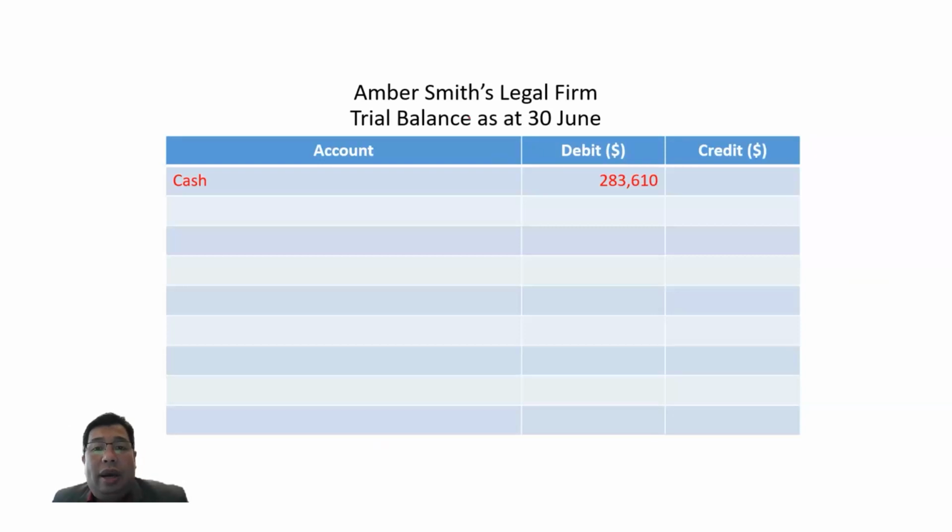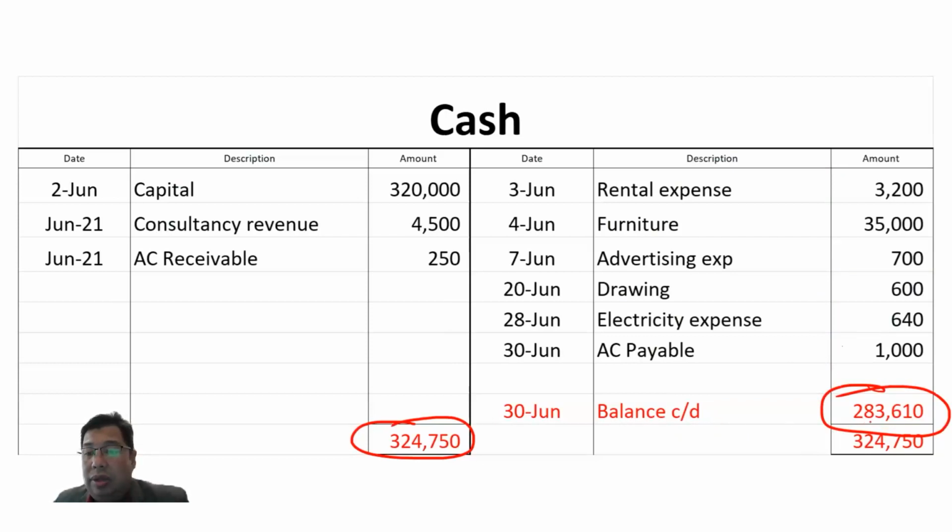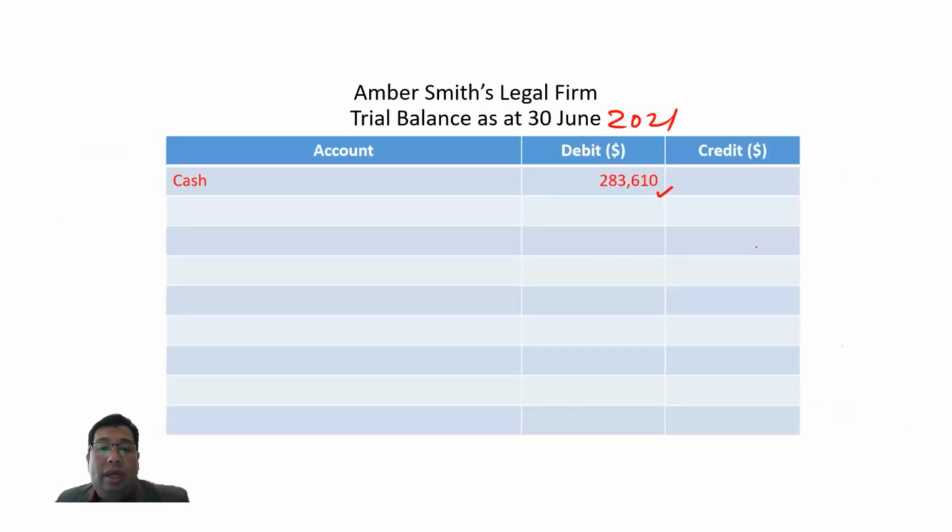So I'm going to put here in our trial balance. Let's start with the title first. Amber Smith Legal Firm, trial balance as at 30th June, maybe 2021. Cash, the balance is 283,610. Where did I get this number from? From this part, the balance CD. Why say CD? Carry down. Balance carry down, 283,610. So that is for the first item.